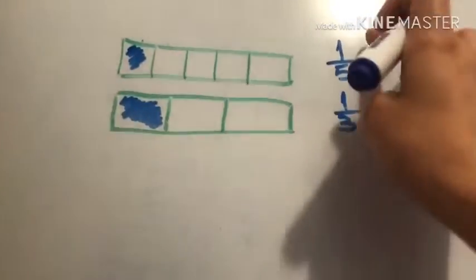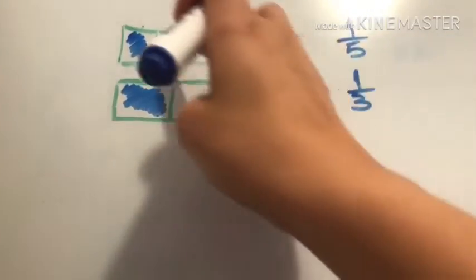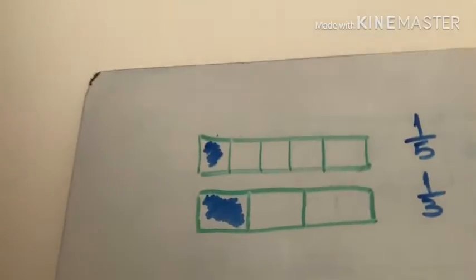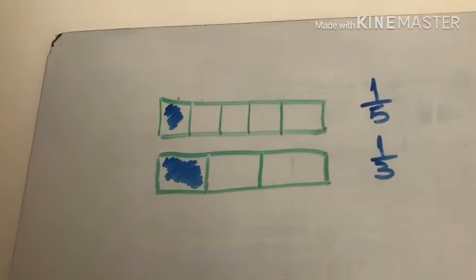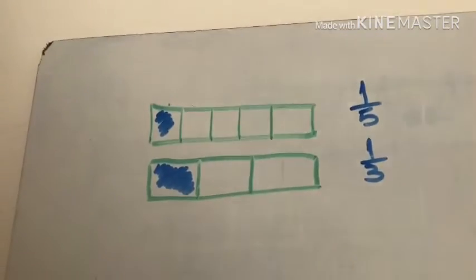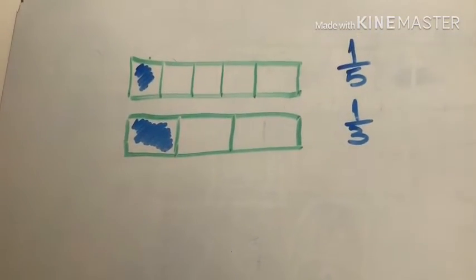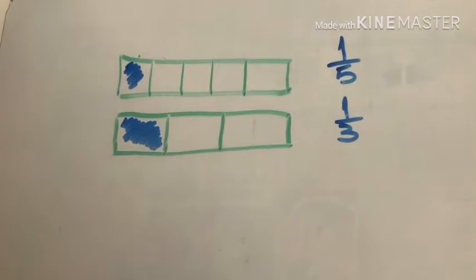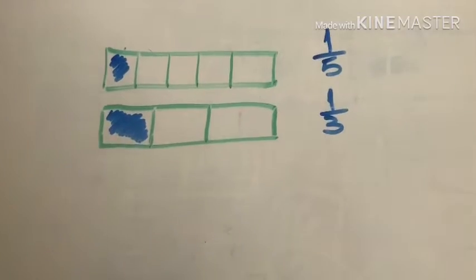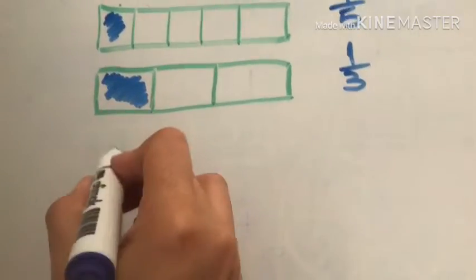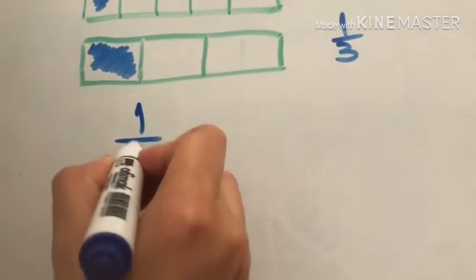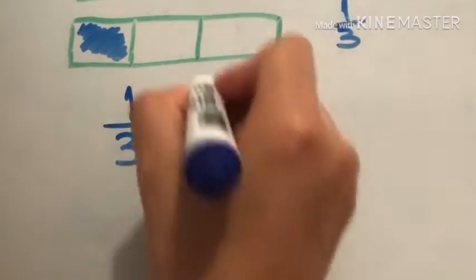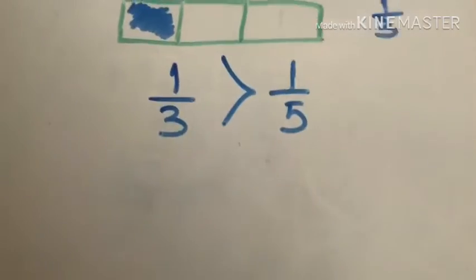Okay, so now we have 1/5 and 1/3. Just by looking at it, which one is greater? Can you look at the strips and compare them in a visual way? Which one is bigger or greater? Of course, it's the 1/3, right? So our way to compare here will be 1/3 and 1/5. I think this is bigger than that one.